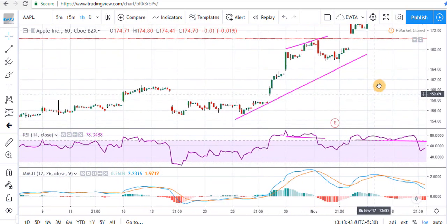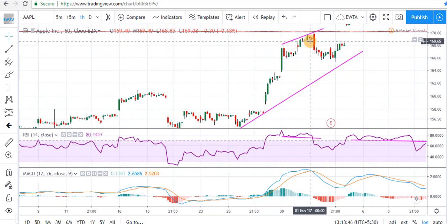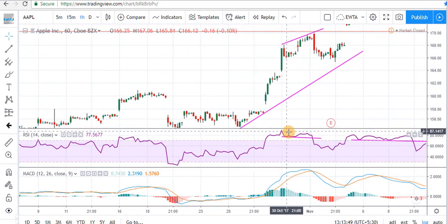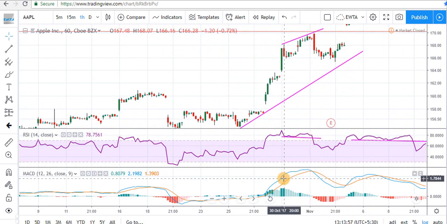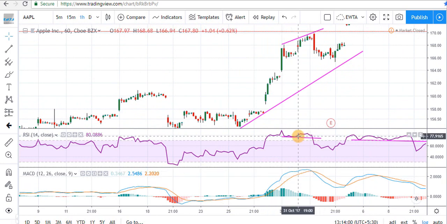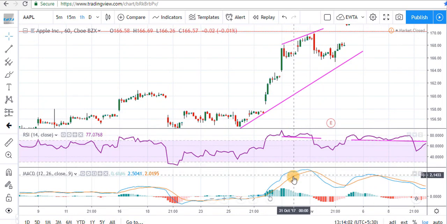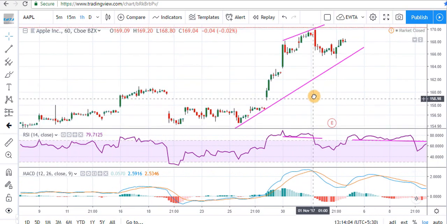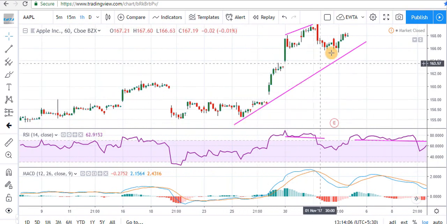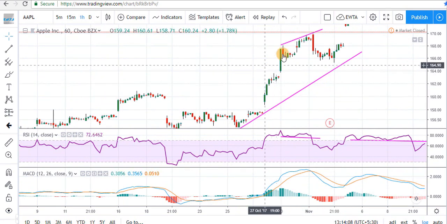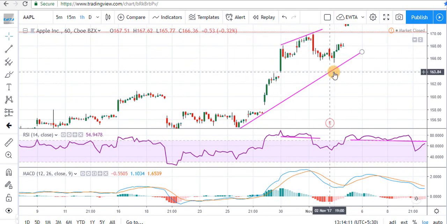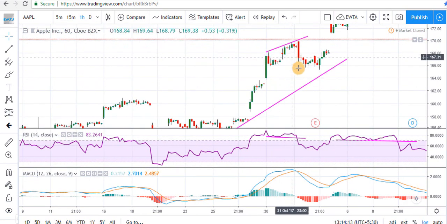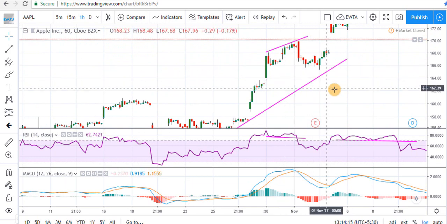Now see, in this case, prices are going in upward direction, but RSI is going in downward direction, but MACD is going in upward direction. So these two indicators are not in agreement, and if we draw a trend line for the price action, see, prices are not breaking down the trend line, so it is not a valid signal to trade the divergence.